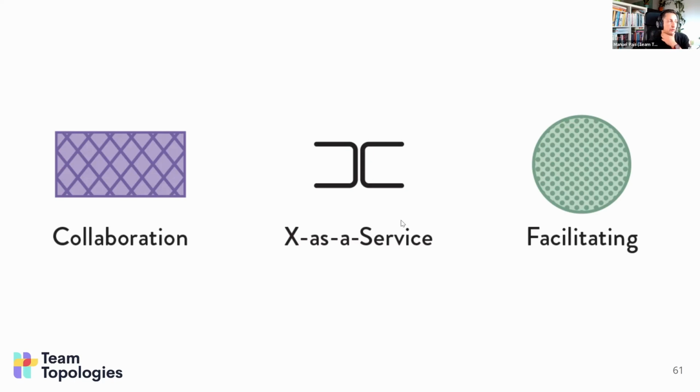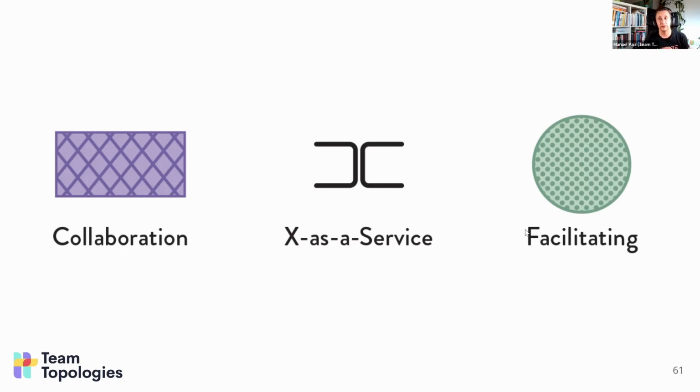And the third interaction mode in the middle is X as a service, which is taken from the ideas of infrastructure as a service, for example, where you have one provider and other teams consuming a certain service. It's basically applying this idea internally in the organization. But it means the service needs to be really well designed and fit for what the teams need, right?